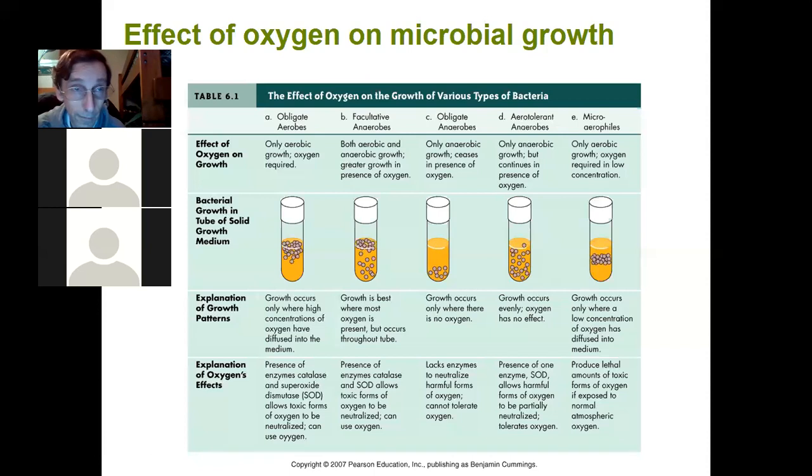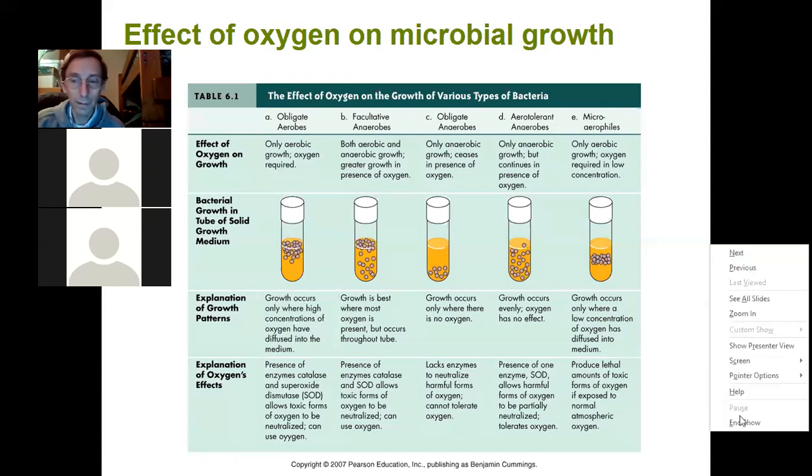A microaerophile is Helicobacter pylori, which is a bacteria that grows in your stomach, and it can cause ulcers. Your stomach, from the bacteria in it, use up the oxygen, and they reduce the oxygen in your stomach, and Helicobacter pylori is one of them. Any question about that? All right, let's move on.